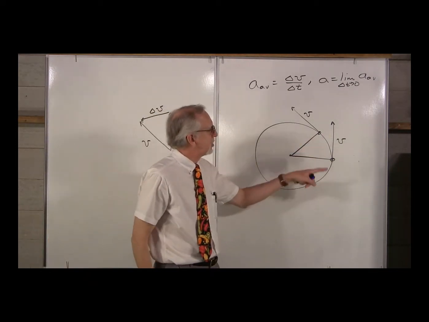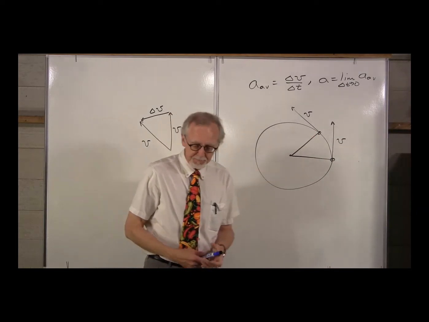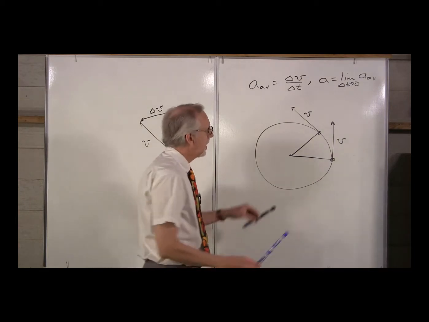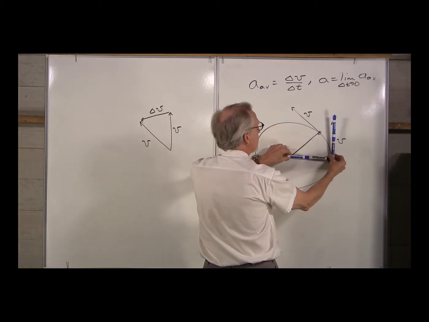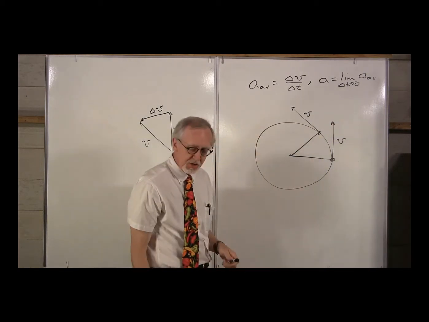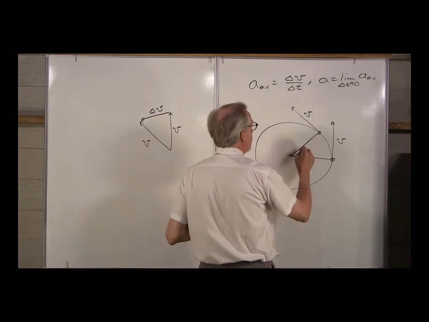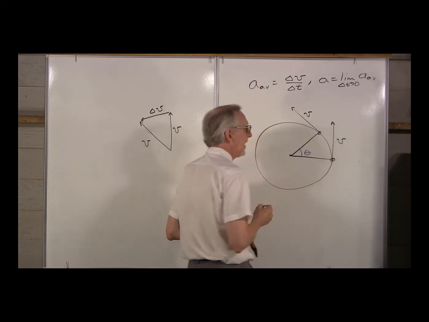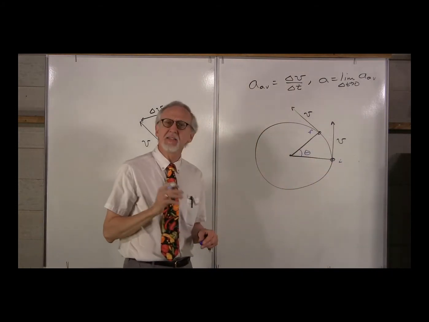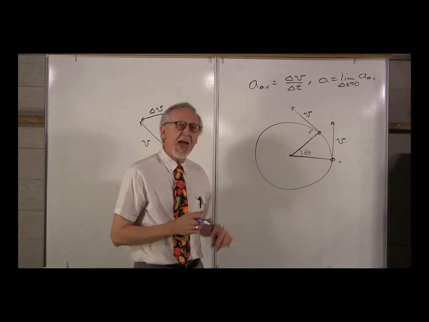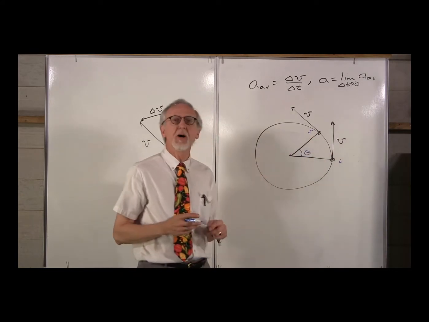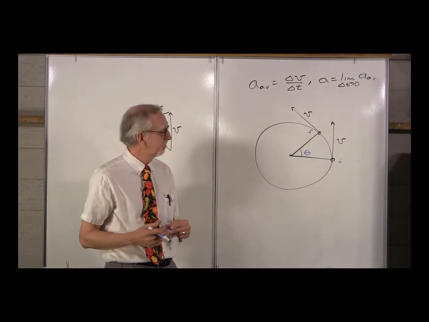Let's think about the motion from the initial point to the final point. As we rotate from the initial velocity point to the final velocity point, let's imagine that we rotate through an angle of theta. So from our initial point to our final point, let's imagine that that is an angle of theta, that the object has gone through an angle of theta in the circle.